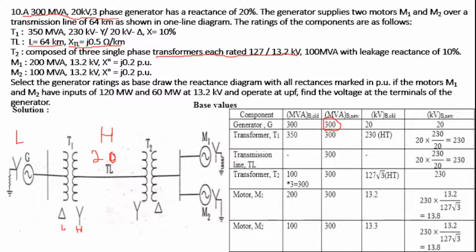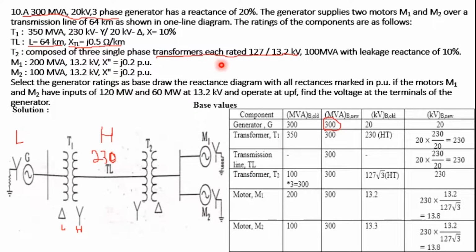Okay, 230 kV is the new value. Okay, new value of the transmission line. This is 230. Then coming to the transmission line, there is no old and new value for this, so you only have to consider the new value, which is 230. There is no voltage change, so what is the voltage? 230. This is also 230. Same way.